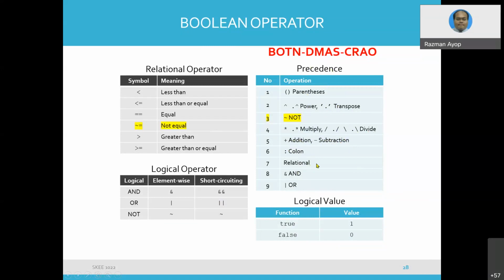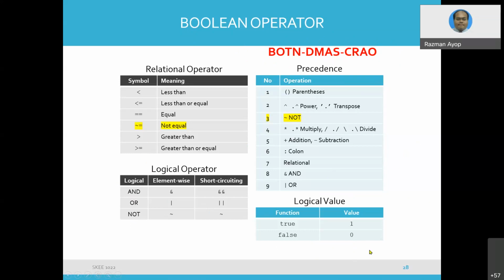After colon, relational. Relational is less than, more than, equals to, and so on. And then AND, OR. If you have AND, OR, NOT, you use this order. AND and OR you have to solve last. NOT is the higher one. So make sure you know the difference. I repeat again, make sure you memorize this.